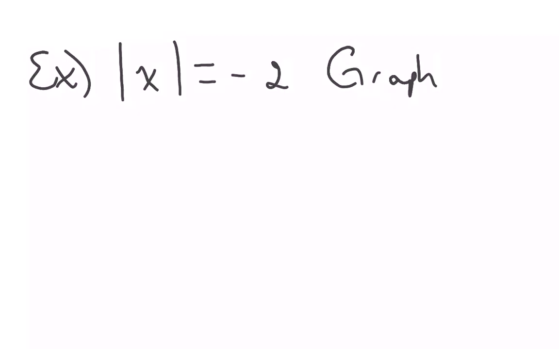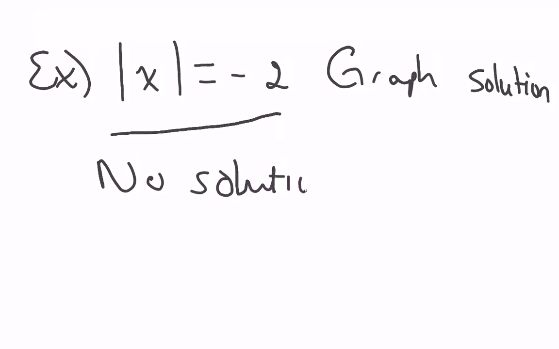Last example. Absolute value of x equals negative 2, and they ask us to graph the solution. Okay. So, in looking at this, we have to think, if I take the absolute value, can I get a negative value? And the answer is no, because of the definition. The definition says it's distance from 0, and distance cannot be negative. Even though we can go in a negative direction, that doesn't mean that the distance itself is negative. So in this case, absolute value cannot equal a negative number, so this would be no solution. There would be no way to actually graph this.